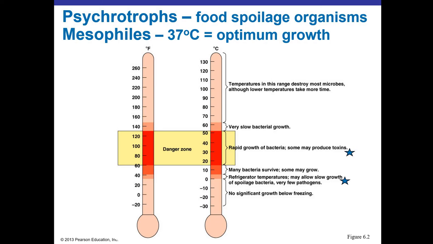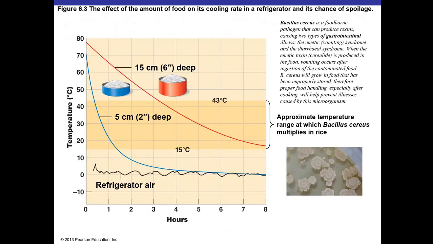So we need to make sure that we're holding food at appropriate temperatures so that we don't have things producing toxins in that danger zone, nor do we want things spoiling in refrigeration. Even though they're growing in the refrigerator, they still may not be outright pathogens, they can still potentially make us sick.